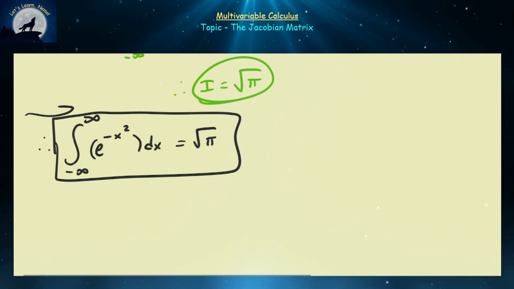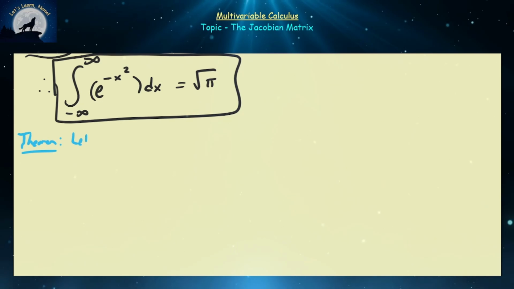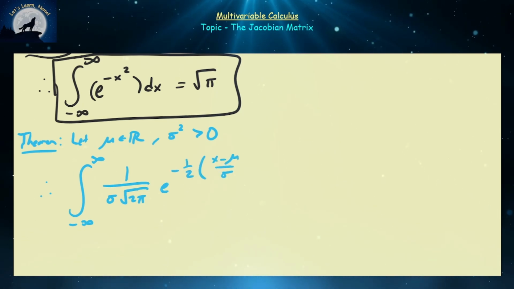Now there's one more other infamous integral that I do want to mention, and it follows the following theorem. And if you've done any probability or statistics, this theorem should look very familiar. Let's assume that mu is any real number, and let's assume that sigma squared is any positive number. Then you should be able to verify, using some substitutions, that the integral from minus infinity to infinity of 1 over sigma square root of 2 pi times e to the minus 1/2 x minus mu over sigma, the quantity squared, dx will be equal to just 1.